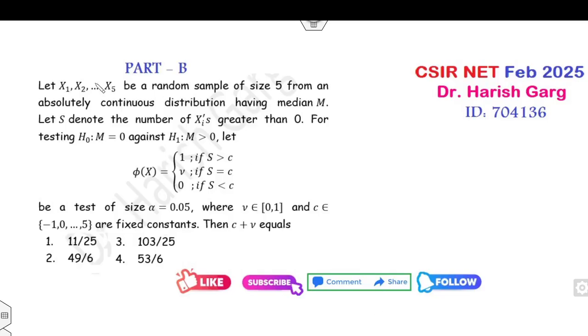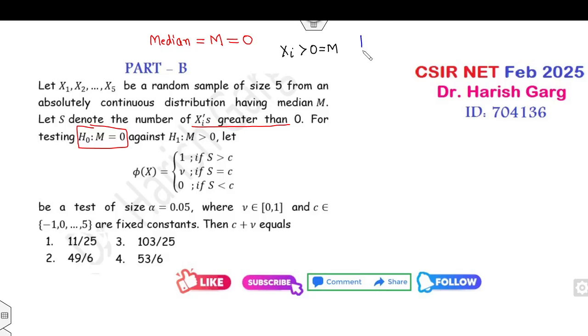Now look at this question. Again, read the statement very carefully. Xi's are random samples of size 5 from an absolutely continuous distribution with median M. Let S denote the number of Xi's which are greater than 0. Then for testing the H naught. Now, if the median is 0, and what are the Xi's? Xi's are greater than 0. 0 is my median.